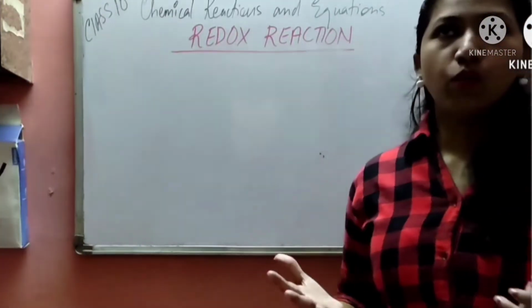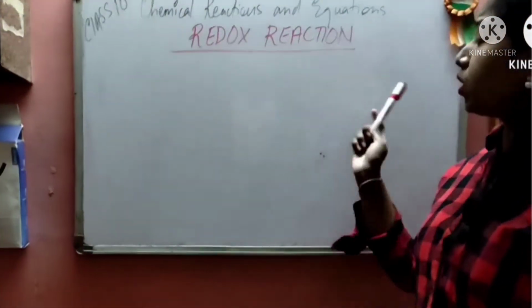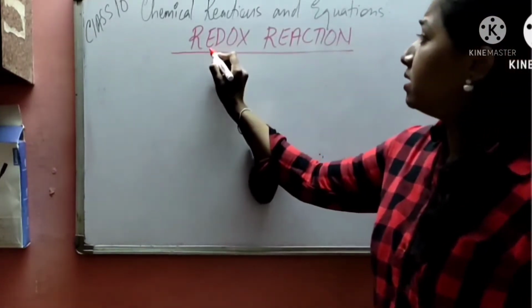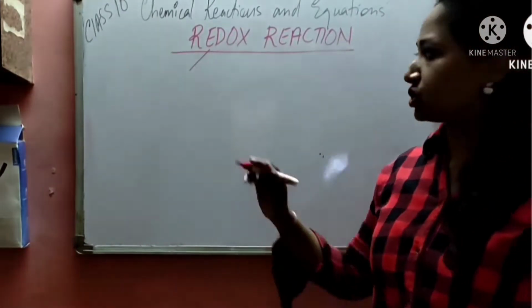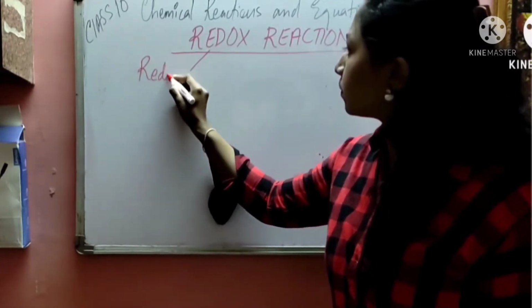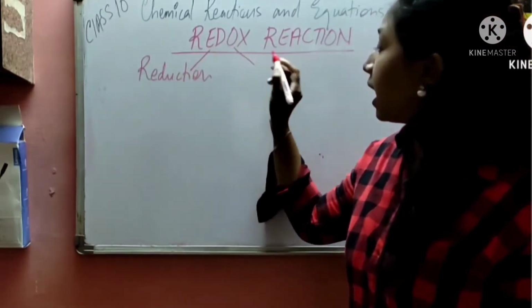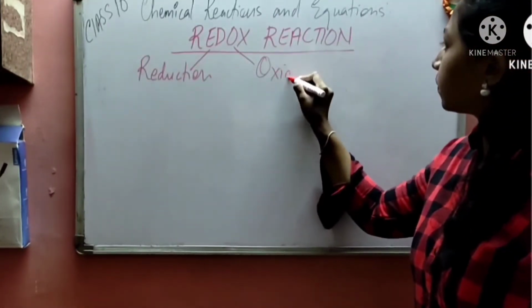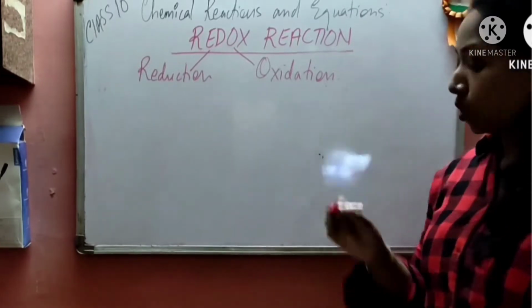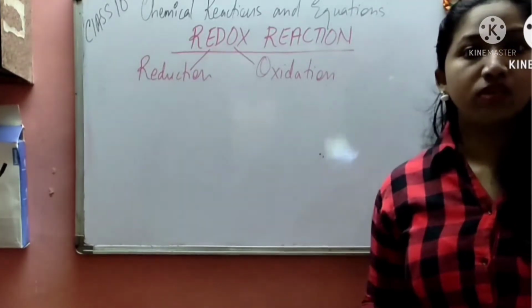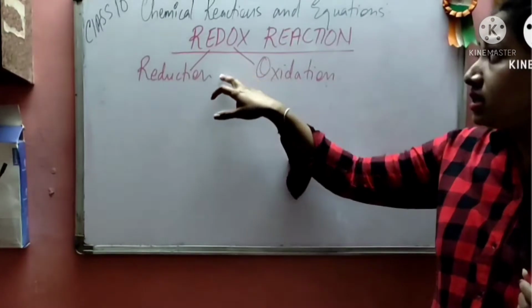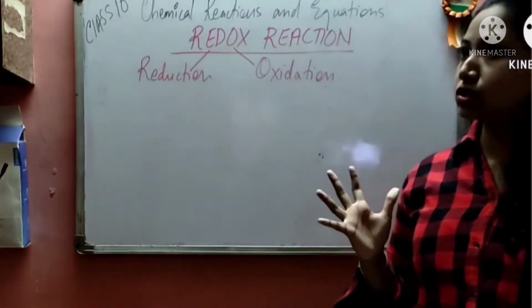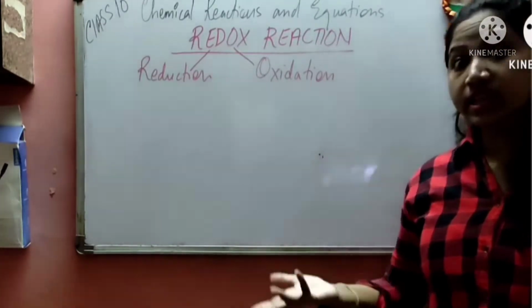Now let's see what we mean by redox reaction. Redox reaction goes by name. Red means reduction, and ox means oxidation. So the reaction which involves reduction and oxidation is a redox reaction.